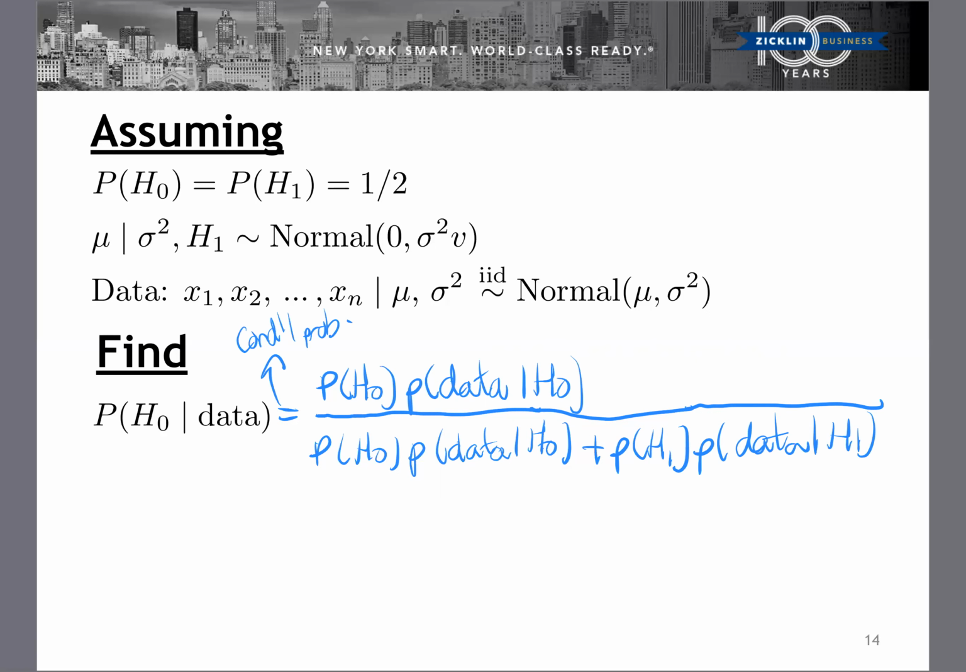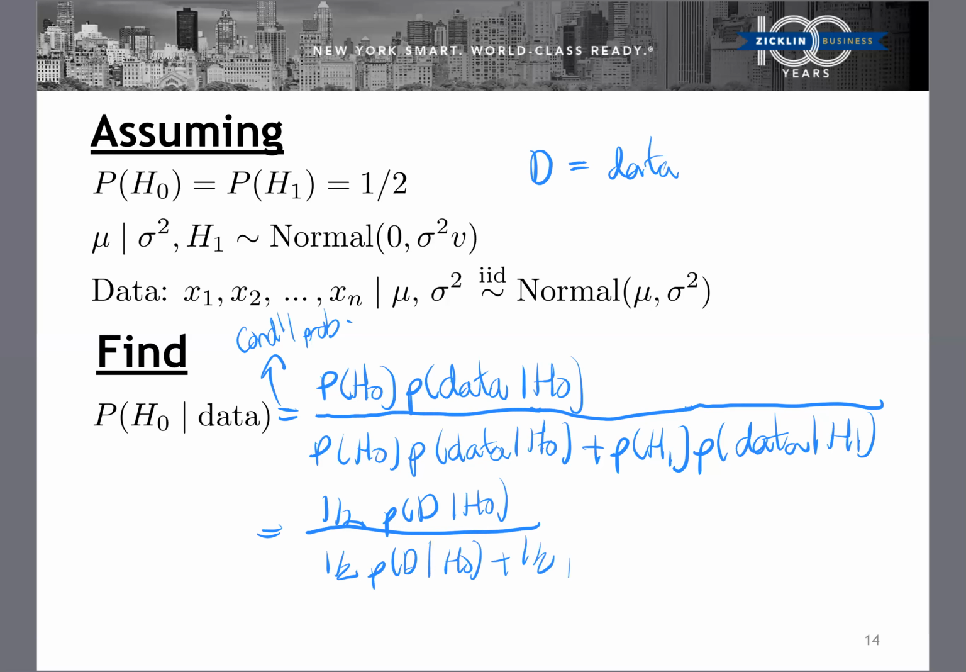What is P(H0)? 1/2. What is P(H1)? Okay, so let's write it out. 1/2, whatever this is, probability of data given H0. I'm a lazy person, so I'll just write D equals data from now on. Okay, good. Then you've got 1/2 P of D given H0 plus 1/2 P of D given H1. There you go. So what happens to the halves? They cancel out, right?